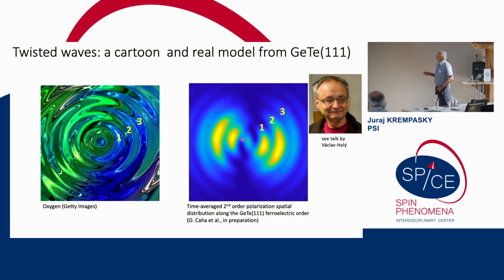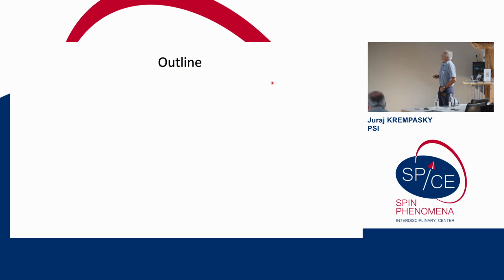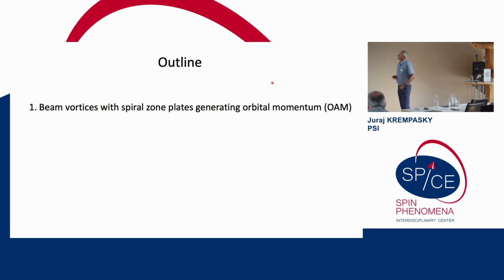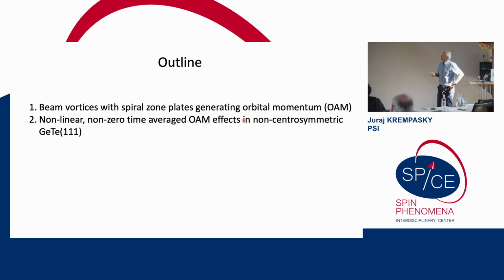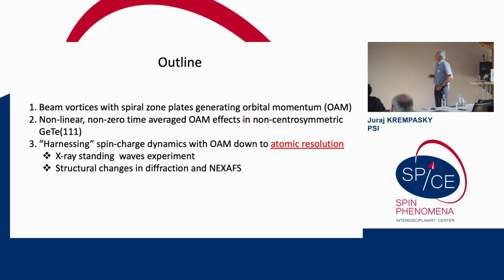interestingly, you can see here there are these fringes or intensities that very faithfully represent what is in this cartoon, and I am also going to mention these effects, what their role is in the polarization. So this is my outline. Of course, this is going to be about beam vortices, with spiral zone plates generating the orbital angular momentum. It's going to be about nonlinear, non-zero time average OAM effects in non-centrosymmetric GeTe 111.